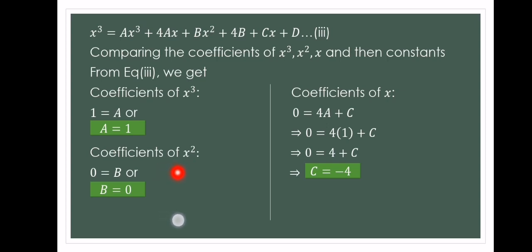Now we will compare the coefficients of x square. On the left hand side of equation number 3 we do not have any term containing x square, so we replace it by 0. So we have 0 is equal to b, or b is equal to 0. Now is the turn of comparing the coefficients of x. After comparing the coefficients of x we get 0 is equal to 4a plus c. Since we have the value of a with us, it is 1. So substituting a by 1 we get c is equal to minus 4.